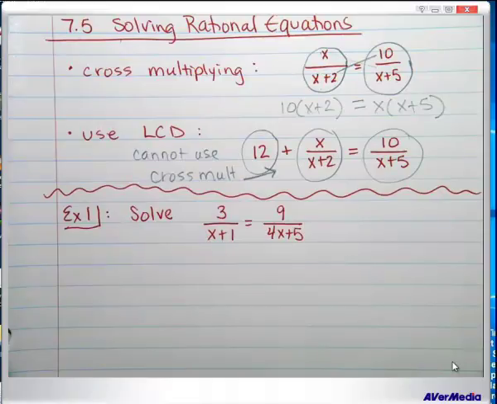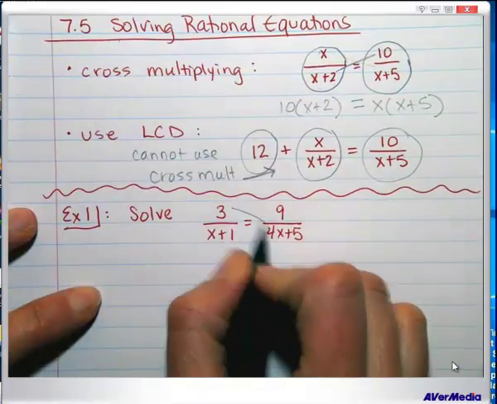So Betsy, what do you think? Do you think we're going to be able to solve this one using cross multiplication? Yes? Why? Good. There's 1 fraction on the left side. There's 1 fraction on the right side, so we can use cross multiplication. So let's go ahead and do that.